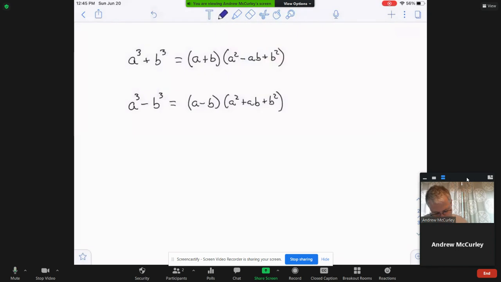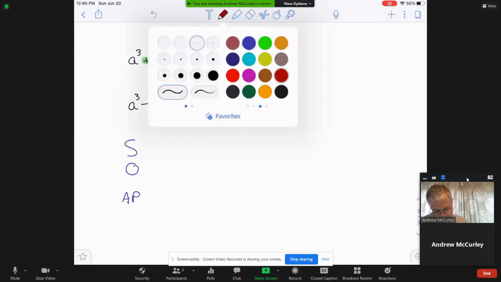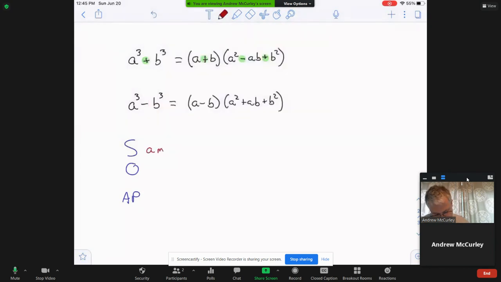That pattern we followed is called the SOAP pattern. So SOAP. See how we have the first sign is positive in the sum of cubes? So this is positive. Then we have this sign, and this sign. That's what the SOAP is all about. That's just to remember how it works. So it's going to be the same sign, the opposite sign, and the last one's always positive. All right?